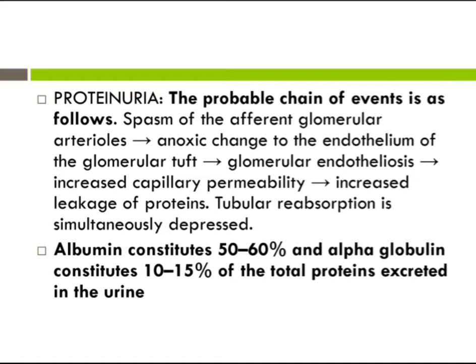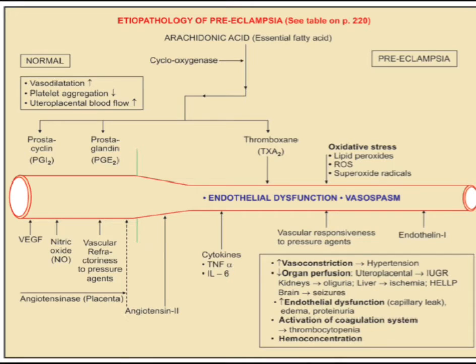Proteinuria. The probable chain of events is as follows: spasm of the afferent glomerular arterioles, anoxic change to the endothelium of the glomerular tuft, glomerular endotheliosis, increased capillary permeability, increased leakage of proteins. Tubular reabsorption is simultaneously depressed. Albumin constitutes 50 to 60% and alpha globulin constitutes 10 to 15% of the total proteins excreted in the urine. So this is basically the etiology of preeclampsia that we were just talking about.